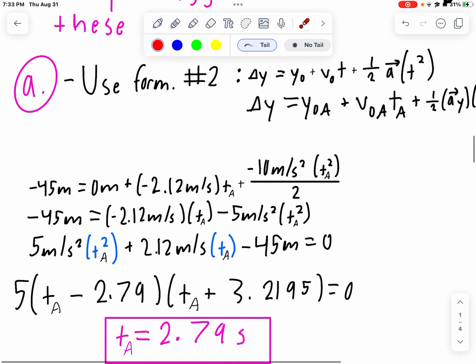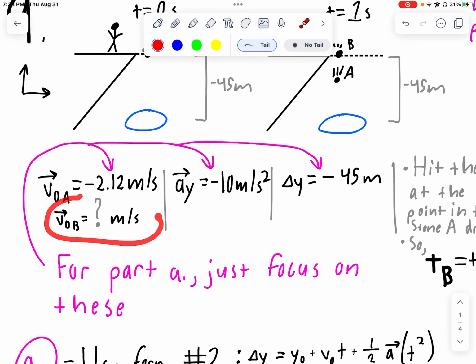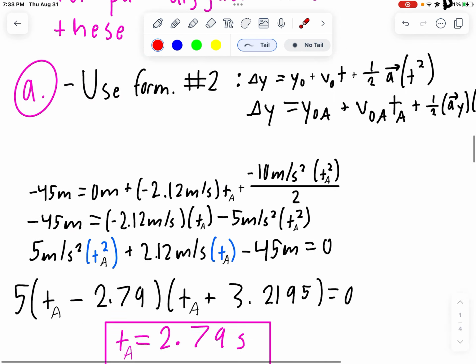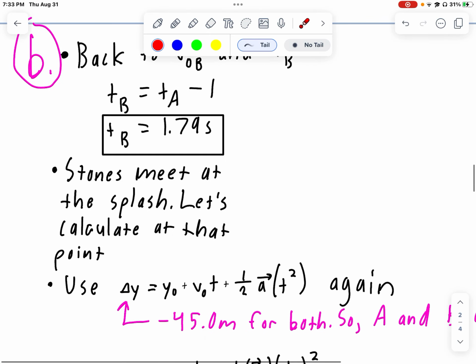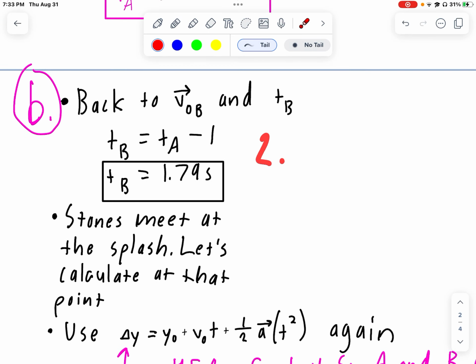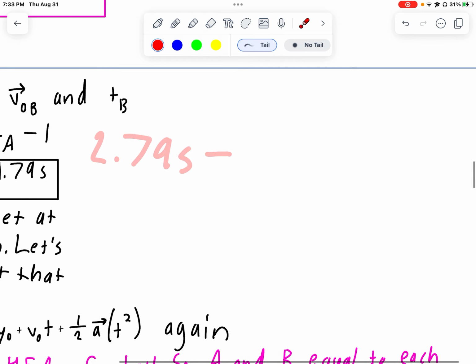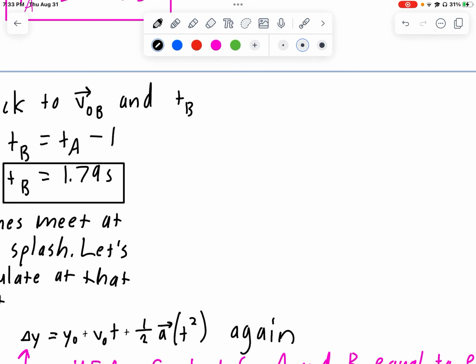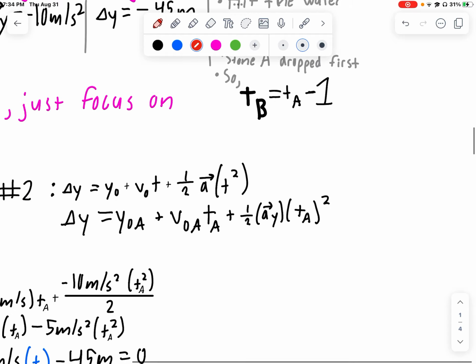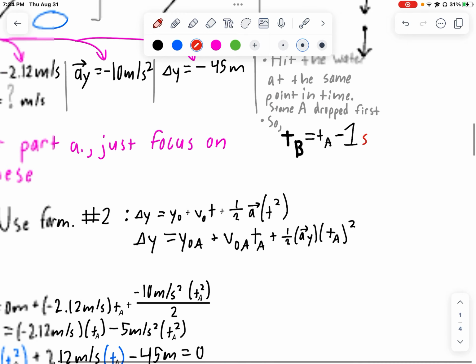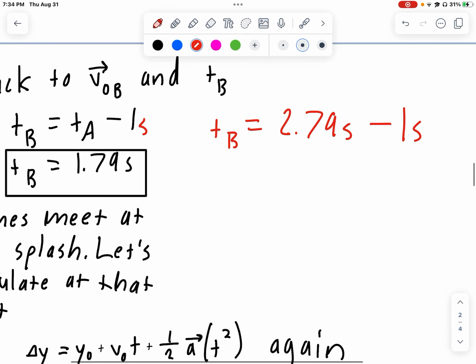And yes, we are going to need to solve for this initial B velocity, and then we're going to use the time of B to get that. So 2.79 s minus, oh, I'm sorry, I'm getting ahead of myself. I'll write this with the pen. So TB equals 2.79 s minus 1 s, should put s there. It's important that we use units. Time B equals 1.79 s.